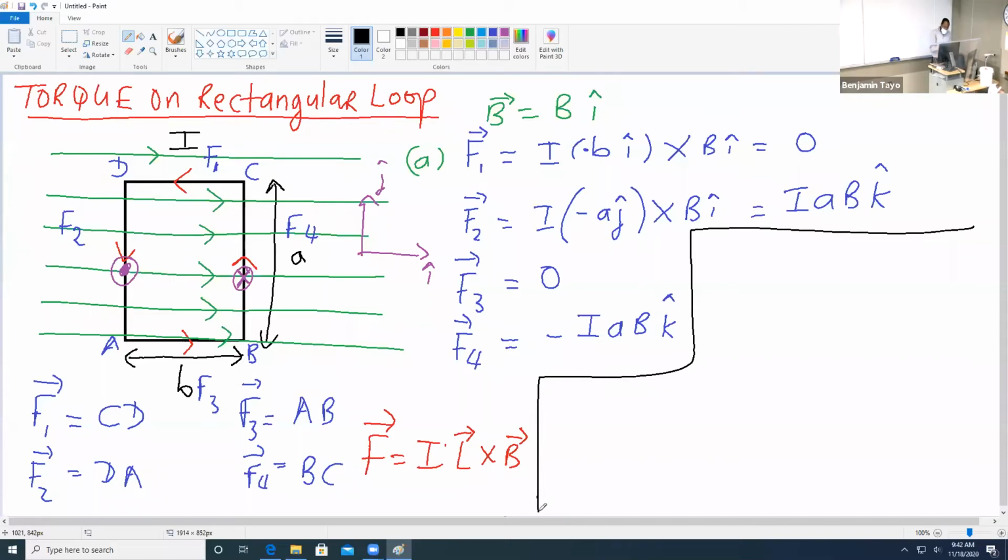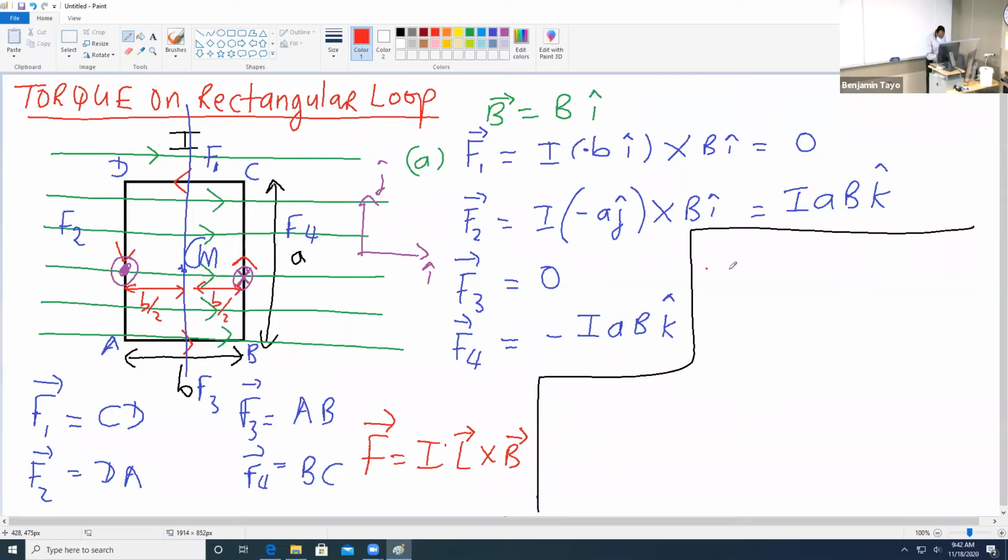Now, when I calculate torque, the very first thing is that I want to determine the center. So the center of this triangle is going to be right at this point. This is called the center of mass. The center of mass is such that the distance from this point to this point is B over 2, and the distance from this point to this point is also B over 2.